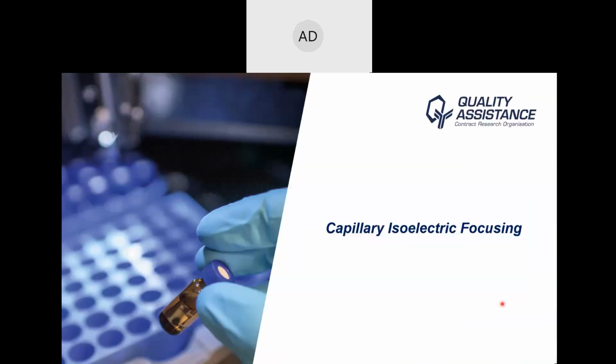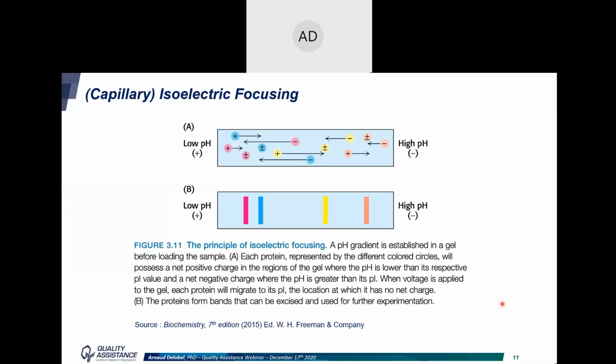So let's move now to the techniques that can be used to study charge variants. The first one is capillary isoelectric focusing. Isoelectric focusing is something that is not really new. You can do that either in a gel or in a capillary, but the concept is exactly the same. You will work in a gel in which you have a pH gradient that is established before you load your sample. That means that in your gel, when you go from the left to the right, you will have an increase in pH. So you have a pH gradient.